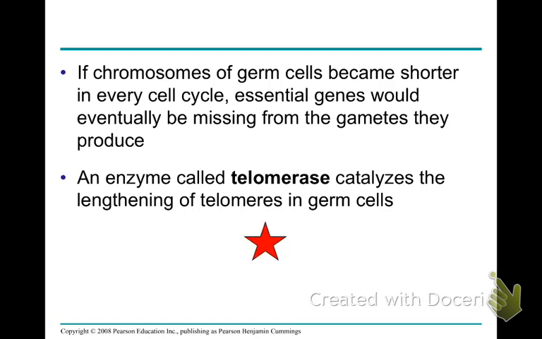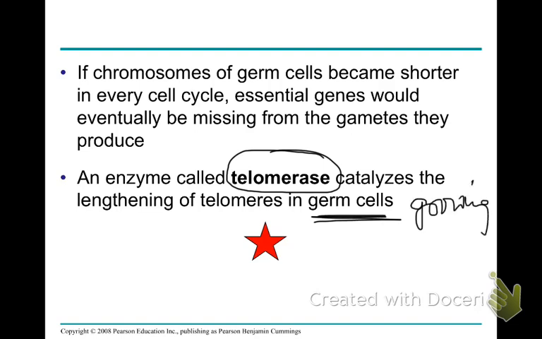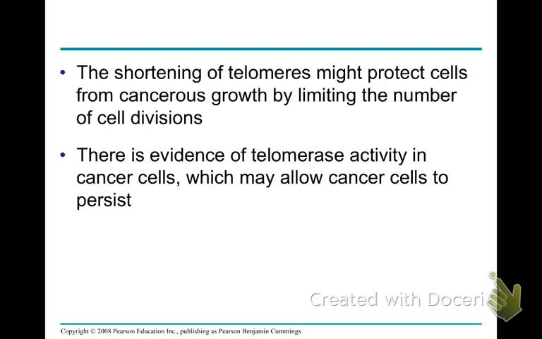So if chromosomes of germ cells became shorter, the essential genes would be missing. So remember, the enzyme telomerase that I was talking about is present, which catalyzes the lengthening of the telomeres in germ cells, in a growing cell, a growing baby. Okay, not in a fully grown person. So shortening of telomeres might protect the cells from cancerous growth also by limiting the number of cell divisions. And there is evidence of telomerase activity in cancerous cells, which may allow cancer cells to persist. So putting telomerase enzyme inside a beauty cream, a face cream, is really ill advised.